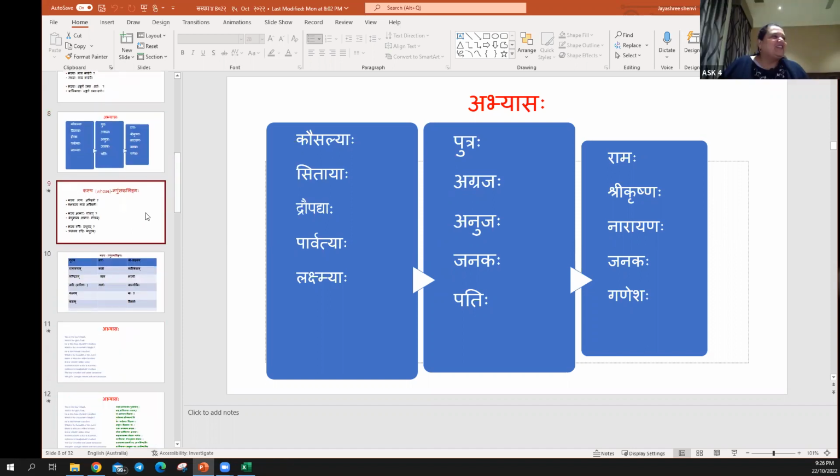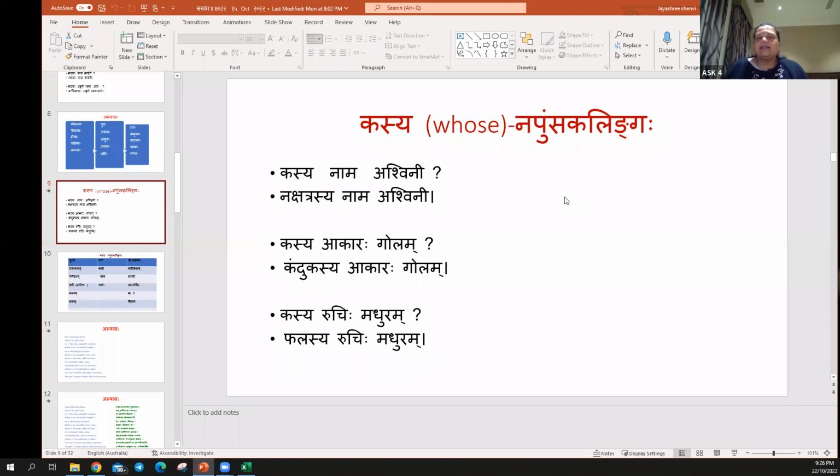All right. Next, we'll go into napumsakalinga. Napumsakalinga is same as pullinga. There's no problem at all. So Kasya nama Ashwini, Nakshatrasya nama Ashwini. Nakshatra is pullinga word. Phalam phale phalani, same. Nakshatram nakshatre nakshatrani. Nakshatrasya nama Ashwini. Kasya akaraha golam. Kandukasya akaraha golam. I've just put all the akaranta napumsakalinga. Kasya ruchihi madhuram. Phalasya ruchihi madhuram. So this is easy.